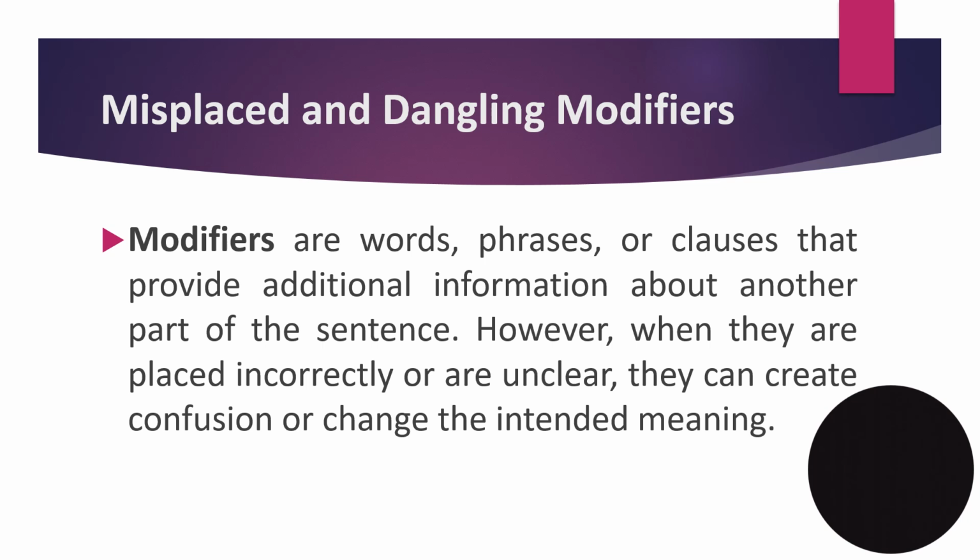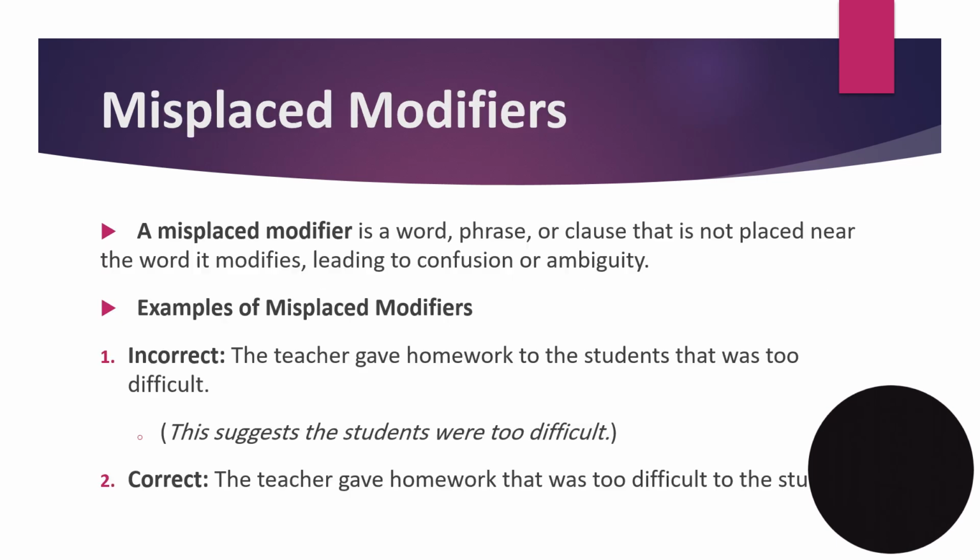Misplaced and dangling modifiers. Modifiers are words, phrases, or clauses that provide additional information about another part of the sentence. However, when they are placed incorrectly or are unclear, they can create confusion or change the intended meaning. Misplaced modifiers: a misplaced modifier is a word, phrase, or clause that is not placed near the word it modifies, leading to confusion or ambiguity.